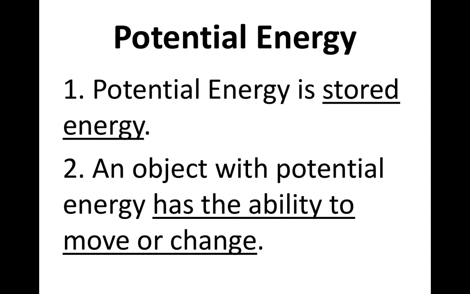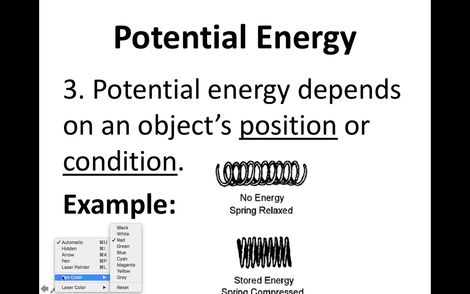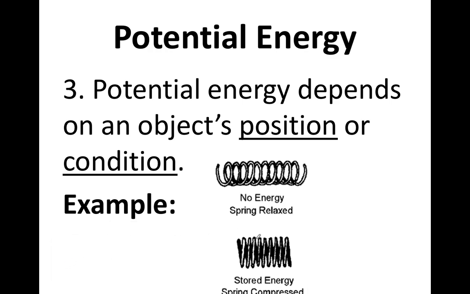Potential energy is stored energy. An object with potential energy has the ability to move or change. Potential energy depends on an object's position or condition. So, for example, a compressed spring is an example of potential energy because it's stored energy. And if you let the spring go, it'll move and do something. So it has the potential to change and move. When the spring is relaxed, it doesn't have any potential energy.